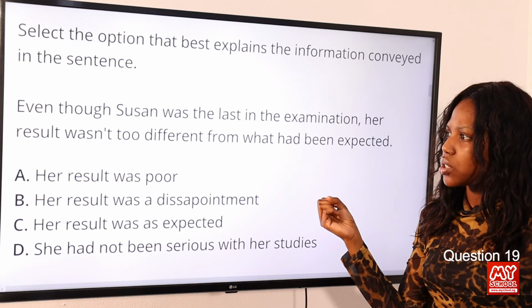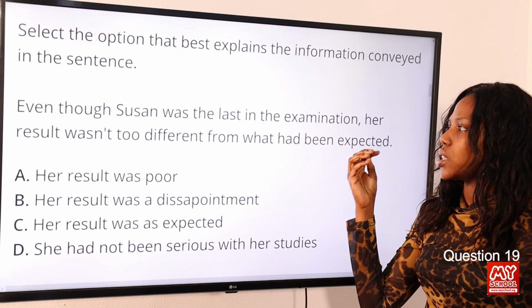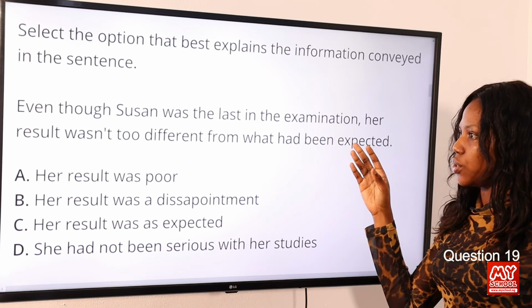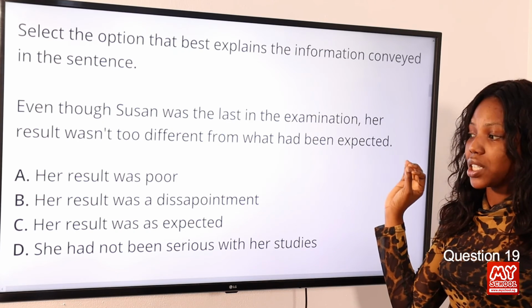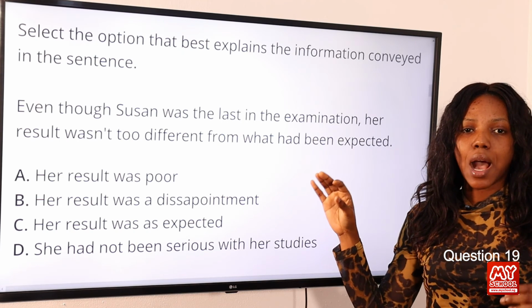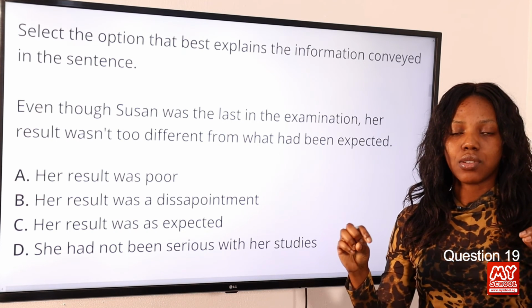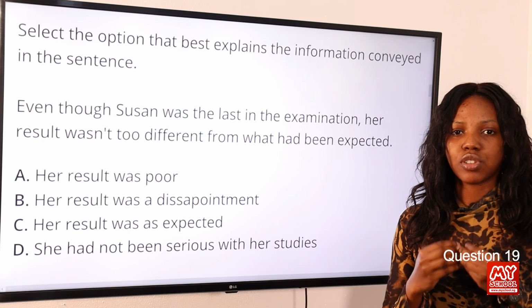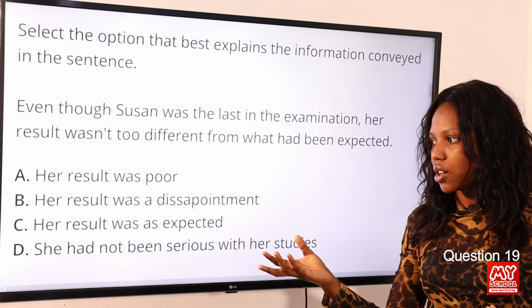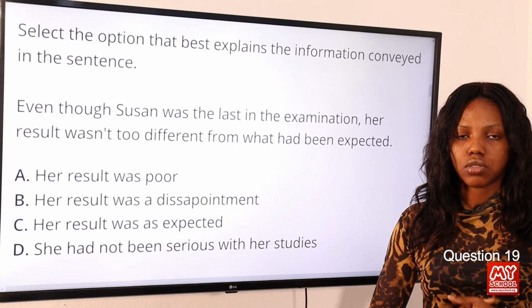Okay, so let's interpret this together. Even though Susan was the last in the examination, her result wasn't too different from what had been expected. So whatever happened, whatever circumstances surrounding the examination process, it was as expected. The result was as expected. So option C, therefore, is the correct answer to this question.